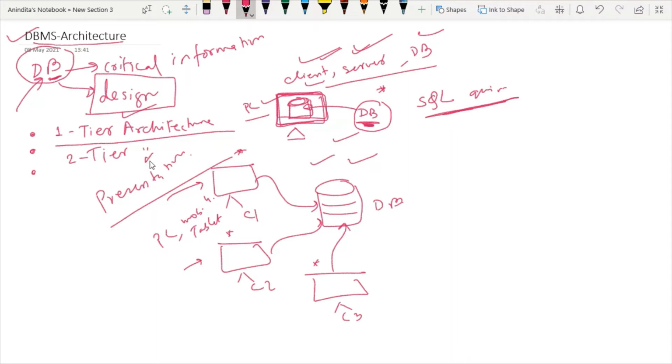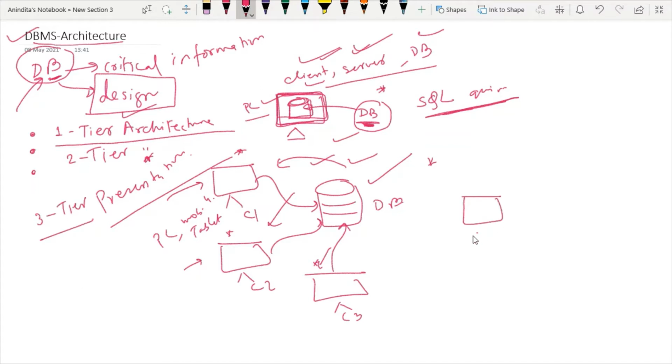Why is this two-tier architecture used? It provides some added security in the database management system, because the database is not exposed to the end user, and it leads to direct and faster communication. That's why two-tier architectures are very useful. Now we will talk about three-tier architecture.